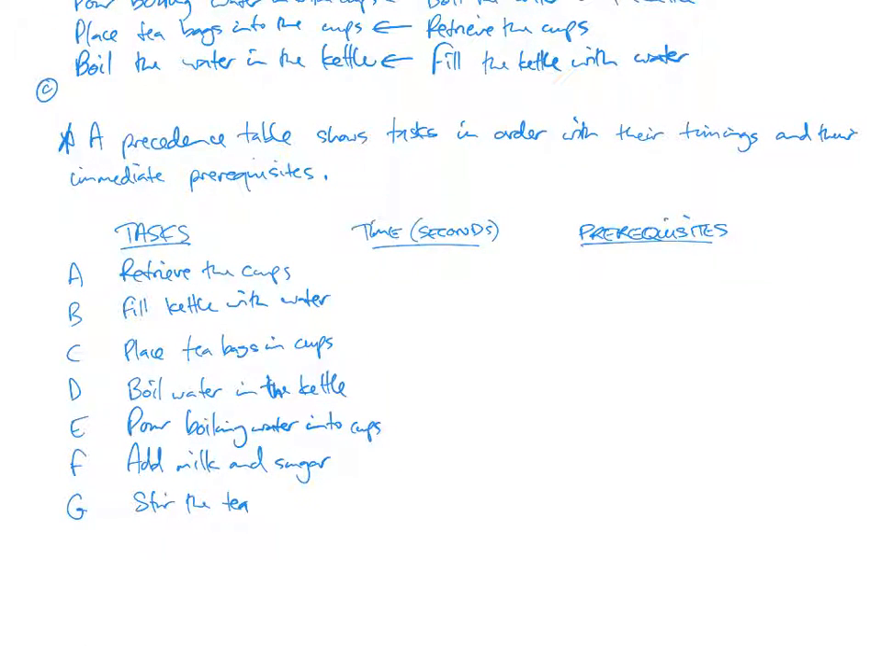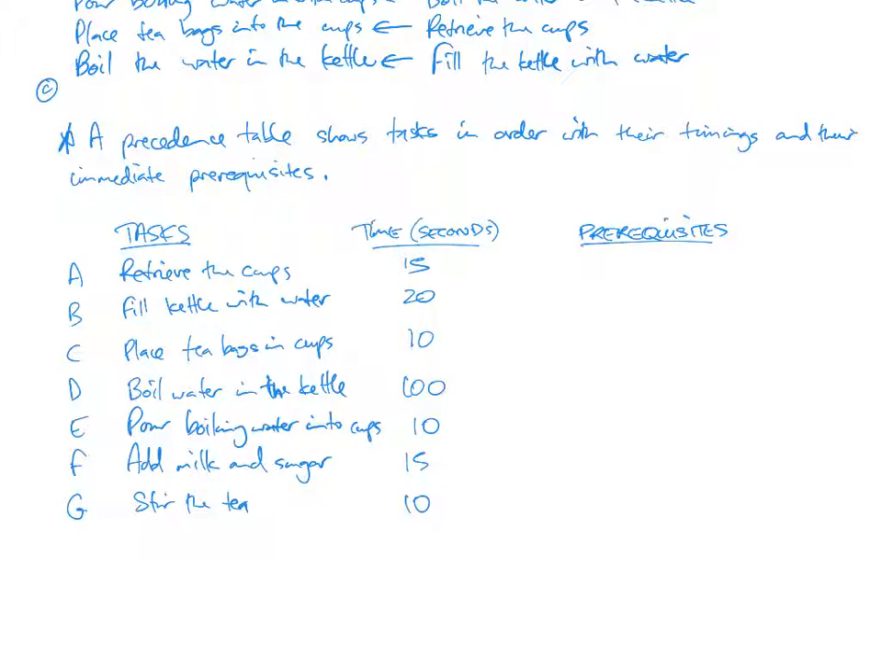Getting the cups took 15 seconds. Filling the kettle with water took 20 seconds. Placing tea bags into the teacups took 10. Boiling the water in the kettle took a long time, 100. Pour boiling water into the cups took 10. Add milk and sugar took 15. And stirring the tea took 10.